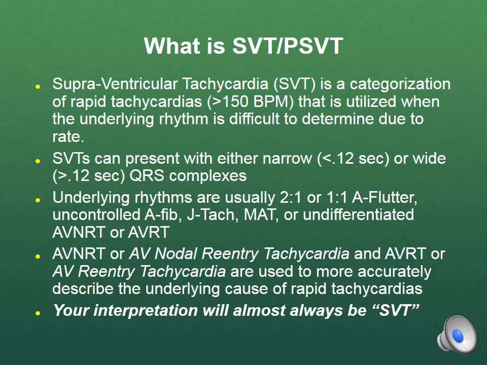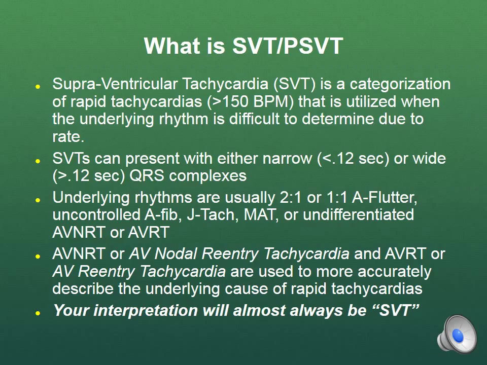If you break that word down, supra meaning above and ventricles meaning ventricles, basically all this says is that we have a tachycardia that's originating above the ventricles. So there's still a lot of anatomy where this tachycardia could be coming from. SVTs can have either a narrow or wide complex. This makes it difficult to determine sometimes what type of tachycardia we're dealing with.